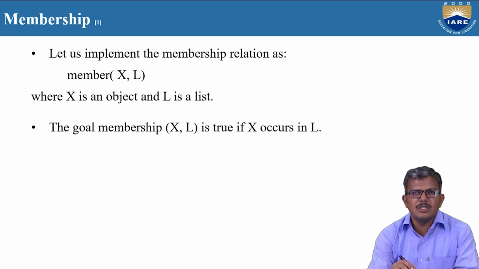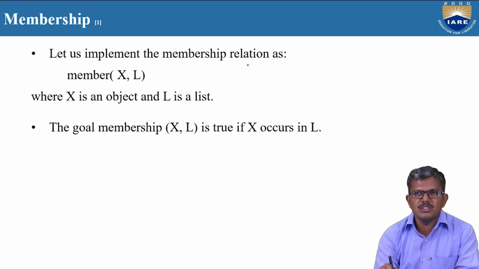Try to see the first operation, which is called the membership operation. The implementation of the membership operation is going to be like this: member of X comma L. You try to observe, don't get confused. Why? Because the X we are going to use sometimes in small letters and sometimes in capital letters. What is the difference? If it is a capital letter, that means it is a variable. If I am representing it in small letters, that means I am pointing to a specific object.